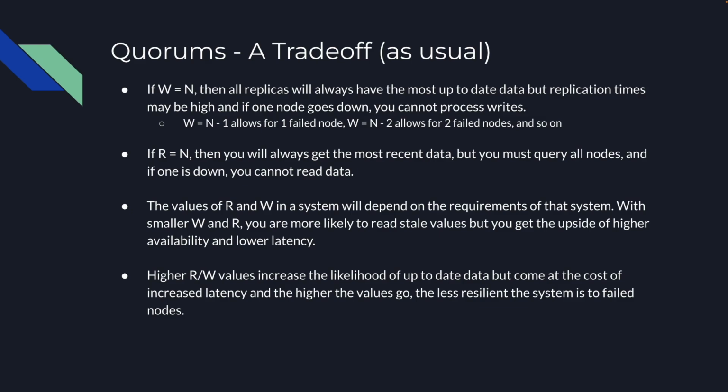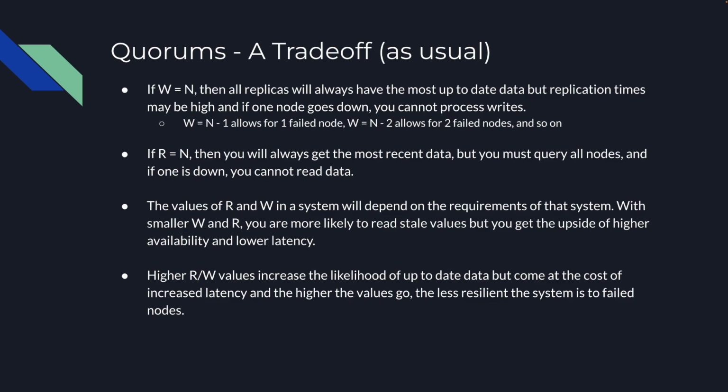So if we were to relax this a bit and say that w equals n minus 1, then we would allow for one failed node, w equals n minus 2 allows for 2 failed nodes, and so on. If r equals n, then you're always going to get the most recent data, but you need to query all of the nodes, and if one is down, you cannot read data.